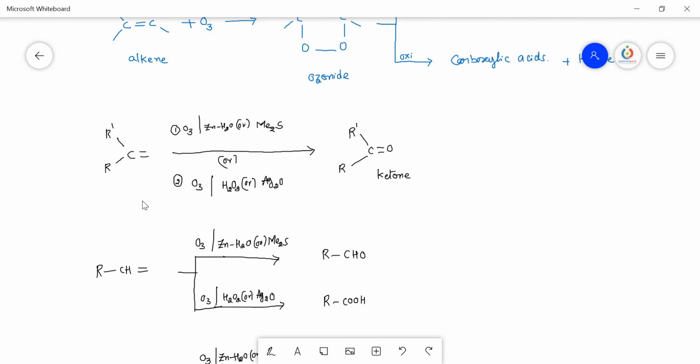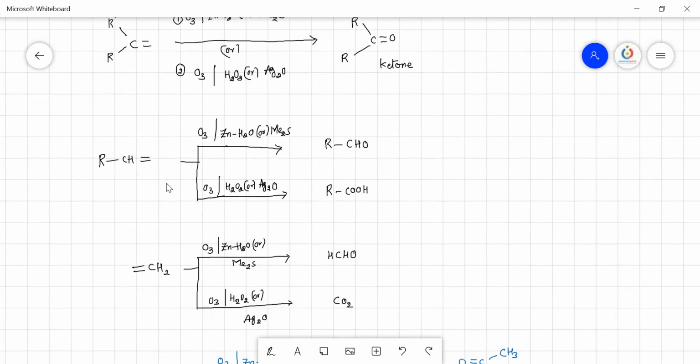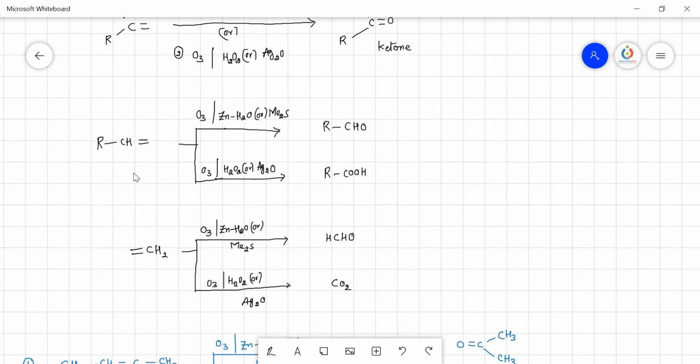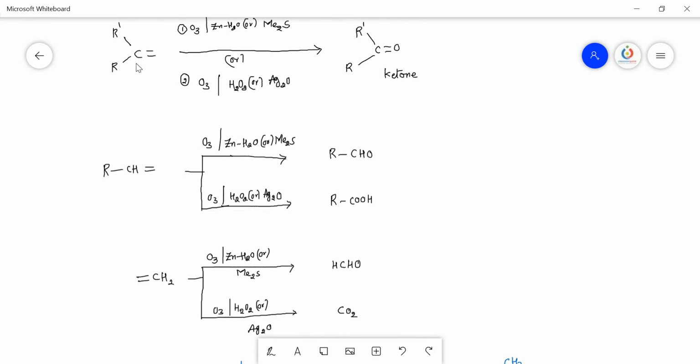When a double bonded carbon atom in an alkene is connected to two alkyl groups, whether you subject that part to reductive ozonolysis or oxidative ozonolysis, you get the ketone. This carbon will be connected to one oxygen, giving the ketone part. But when it comes to an alkene molecule in which the double bonded carbon atom has at least one hydrogen, here one hydrogen atom is there, here no hydrogen atom.